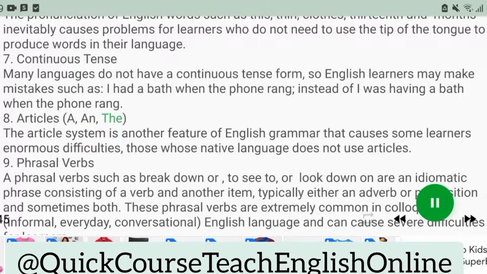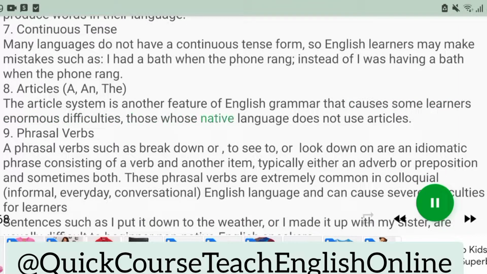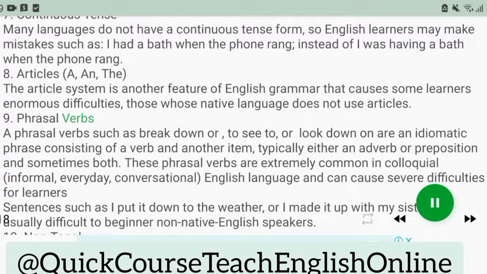8. Articles: a, an, the. The article system is another feature of English grammar that causes some learners enormous difficulties, those whose native language does not use articles. 9. Phrasal verbs.